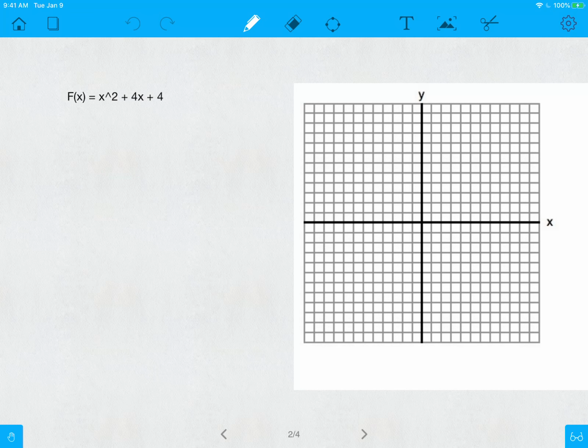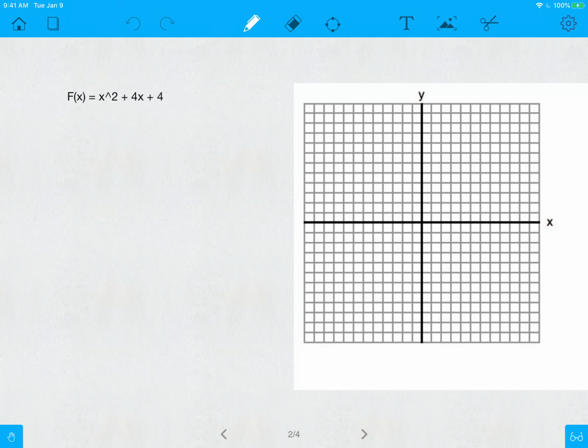So at this point, if you'd like to pause the video and try to graph this problem by yourself, I encourage that. I'll be going through the different steps of end behavior, x-intercepts, y-intercepts, symmetry, turning points, and then finally the max and min. So if you'd like to pause, try it out right now.